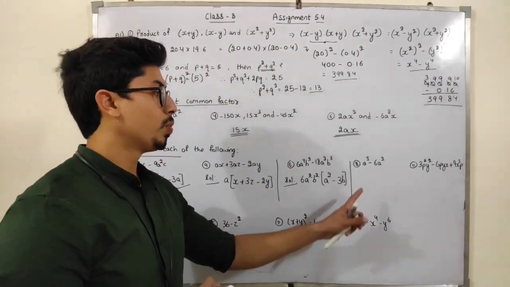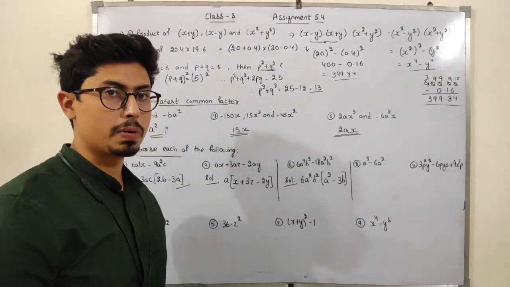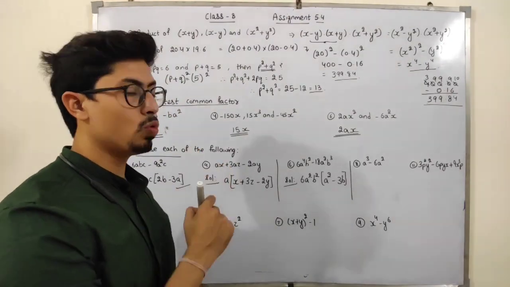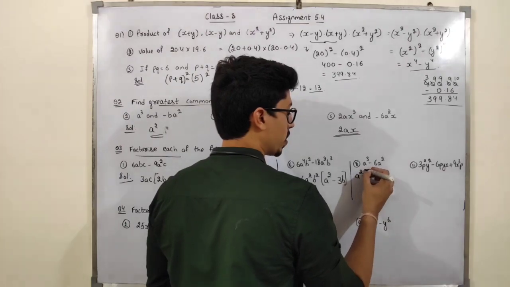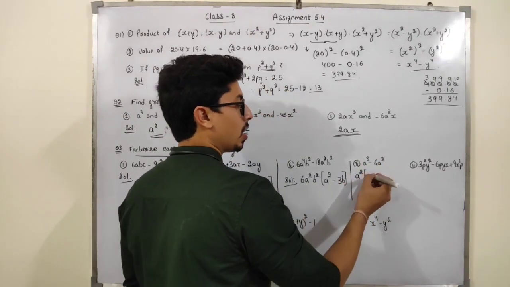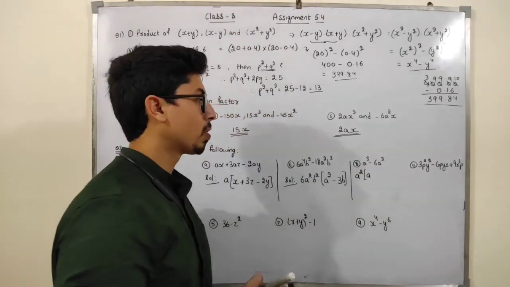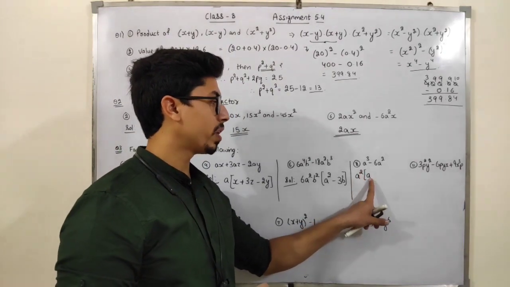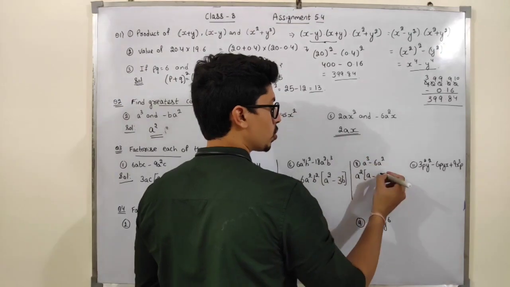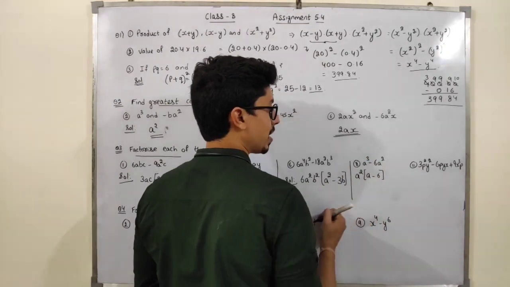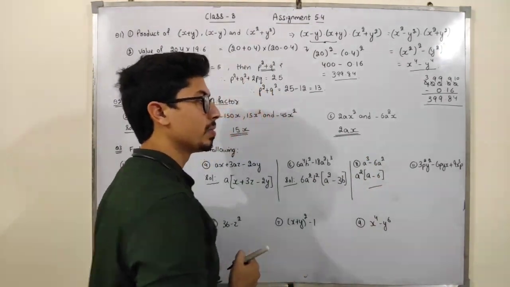Okay. Now in this question, students, a cube and a square. A square I can take common. So take a square common, students. Only number that is left is a, because if I multiply a square and a, it will be a cube now, minus. A square comes out, so only number that is left is 6. So this is our required answer.